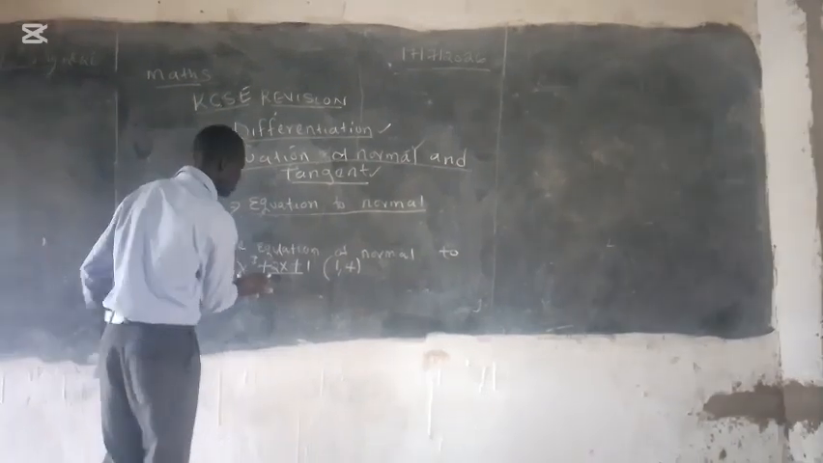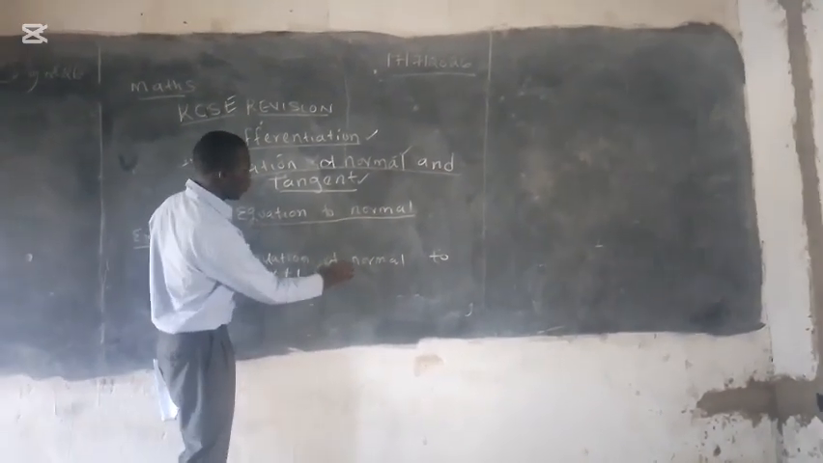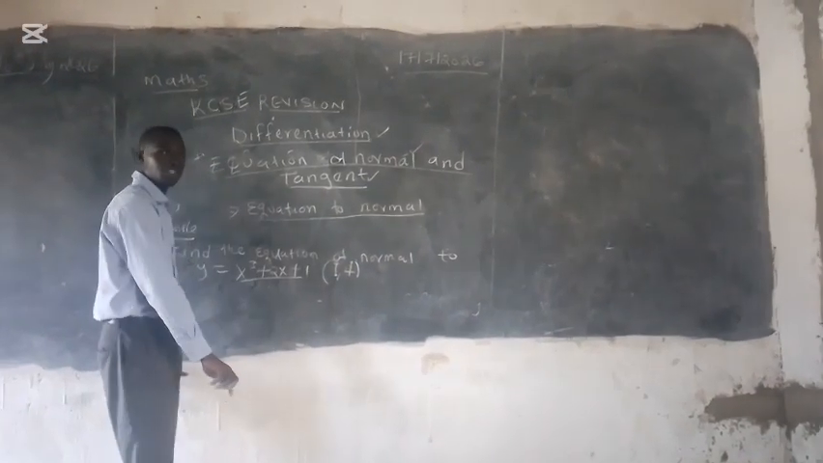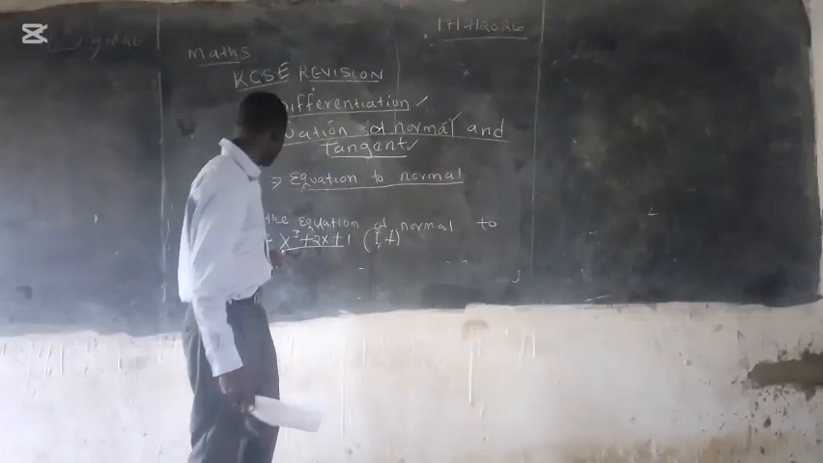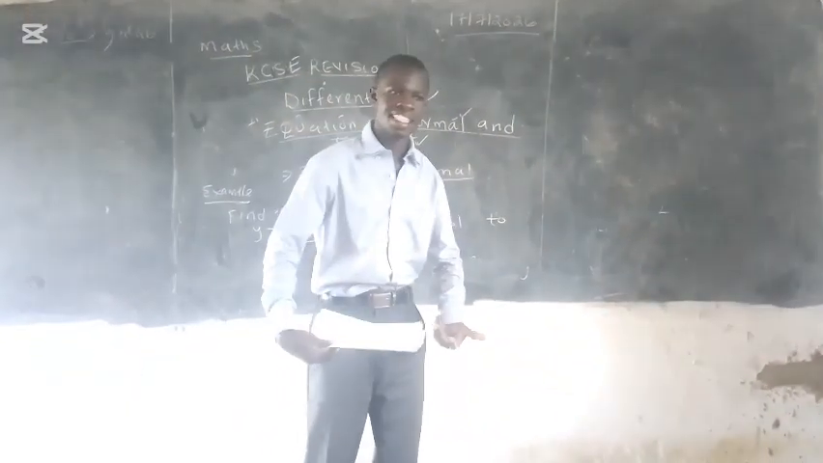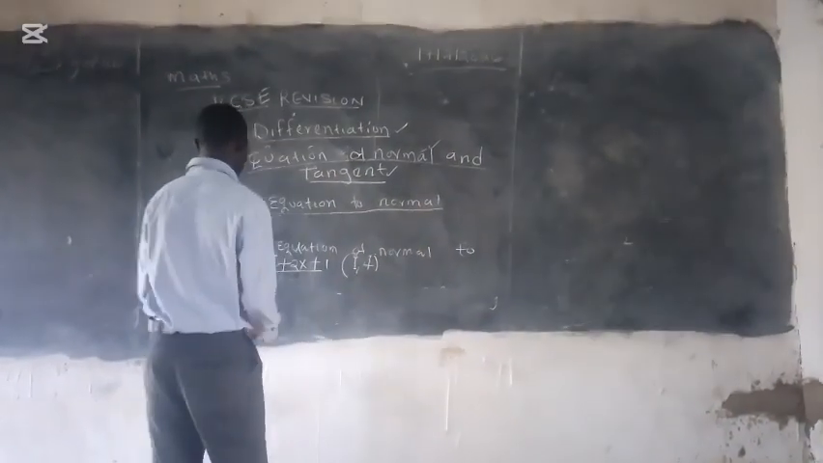After differentiating, we know that the coordinates are written in form of x and y. And here, this is the value of x. So on that gradient function, we will be able to replace the value of x so that we get the real gradient. After getting the real gradient is when now we will come back and find the equation to the normal.